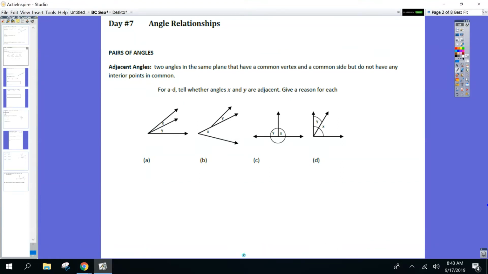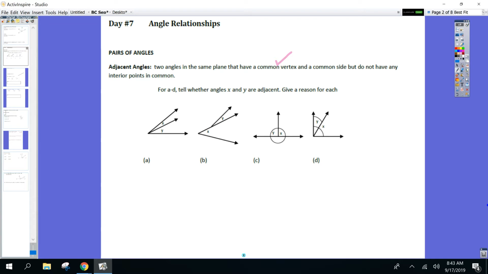Adjacent angles? When you hear the word adjacent, anybody know what comes to mind right off the bat? Probably. Next to, right? Yeah, they are two angles that are next to each other, but they have to fit certain conditions. First condition, they have to have a common vertex.